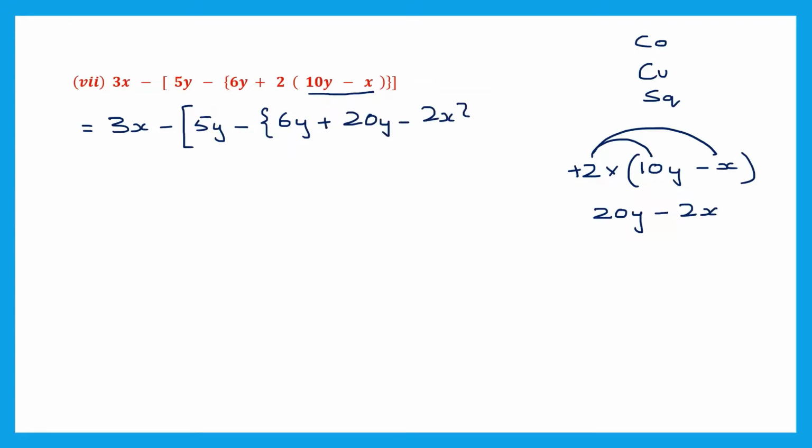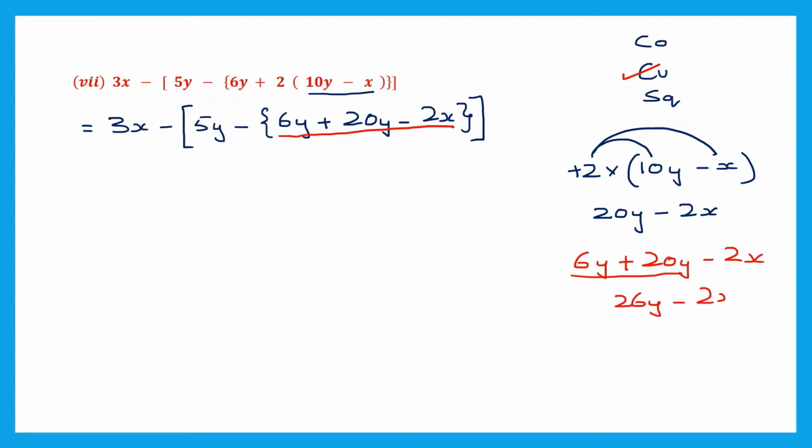So this is within curly brackets. So I close the curly brackets and I close the square bracket. I have removed the common brackets. Now I have curly and square brackets. I need to do the curly bracket next. So first let's work out what's within the curly brackets. So there I have 6y plus 20y minus 2x. So the like terms are 6y and 20y. 6 plus 20 is 26. So we get 26y minus 2x.